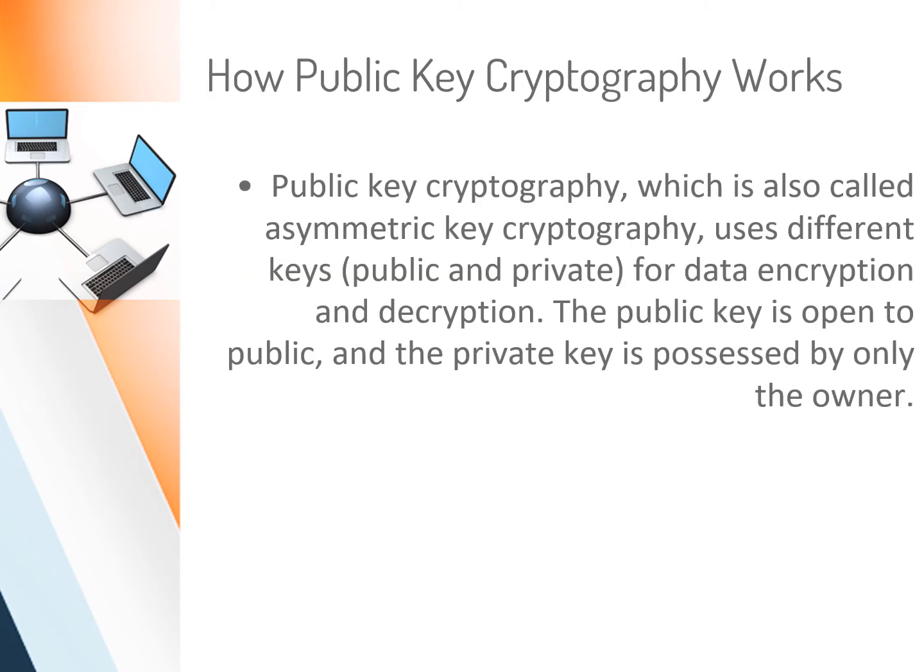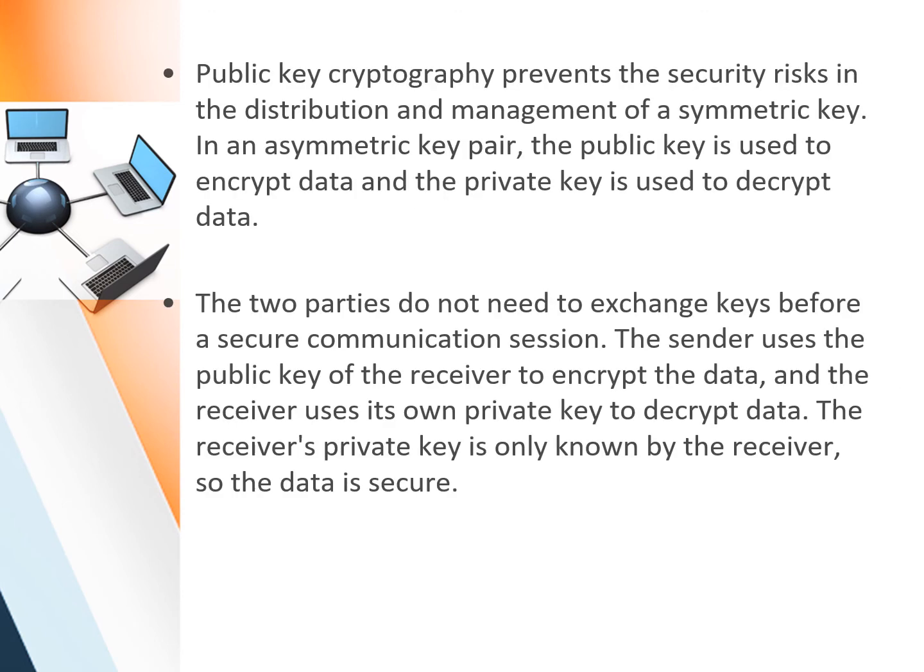So how does public key cryptography work? Public key cryptography, which is also called asymmetric key cryptography, uses different keys, public and private, for data encryption and decryption. The public key is open to the public and the private key is possessed only by the owner. Public key cryptography prevents the security risk in the distribution and management of symmetric keys.